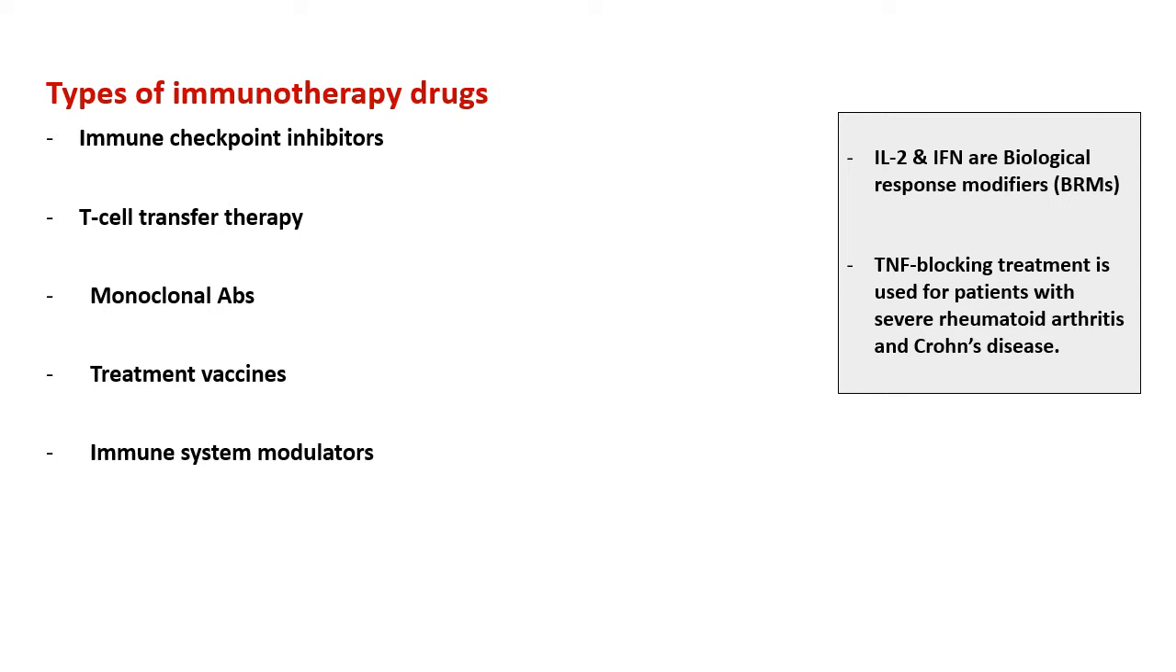Immune system modulators either generally enhance the immune system or enhance a specific part of the immune system. There are many forms of biological therapy, including monoclonal antibodies, interferons, interleukins, for example interleukin 2, and several types of colony stimulating factors, CSF, GM-CSF, or G-CSF.